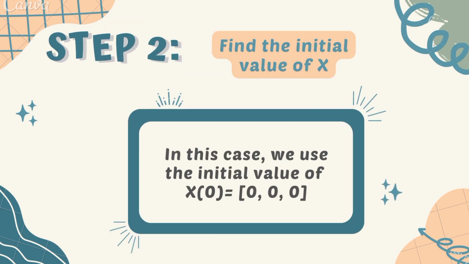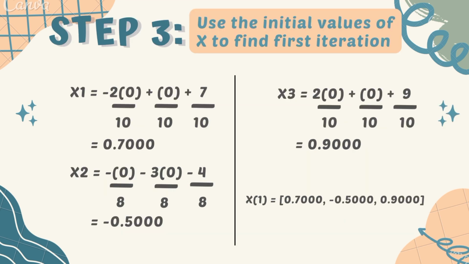Second step is find the initial value of x. In this case, we use the initial value of x1, 0, x2, 0, and x3 also 0. Then, use the initial value of x to find first iteration. We got first iteration of x1 0.7000, x2 negative 0.5000, and x3 0.9000.